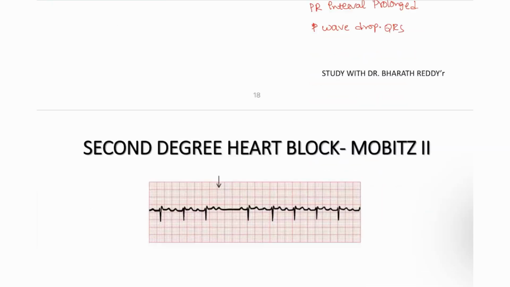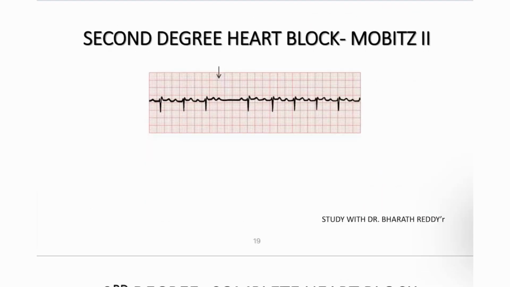Next, second degree heart block, Mobitz type 2. What happens here? There is no PR interval prolongation, but still there is a QRS complex drop. This is known as Mobitz type 2.